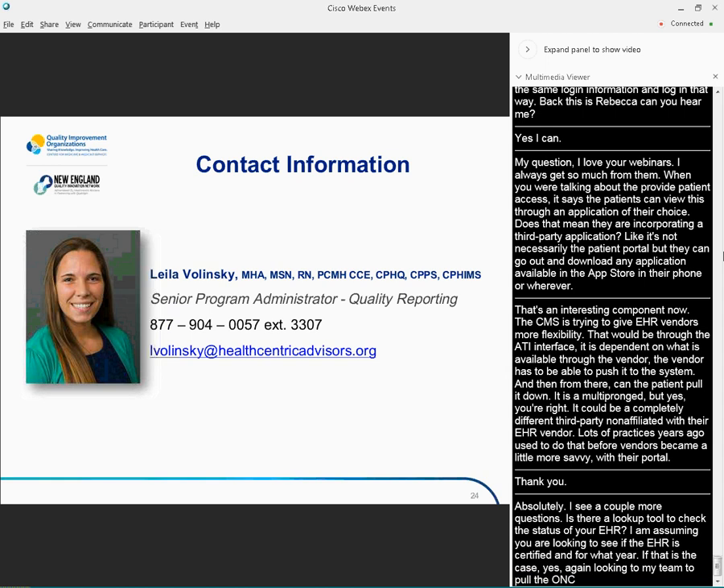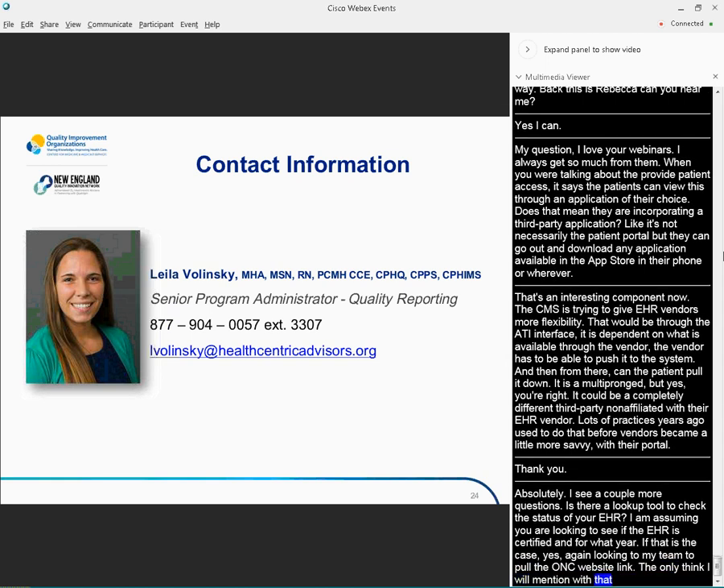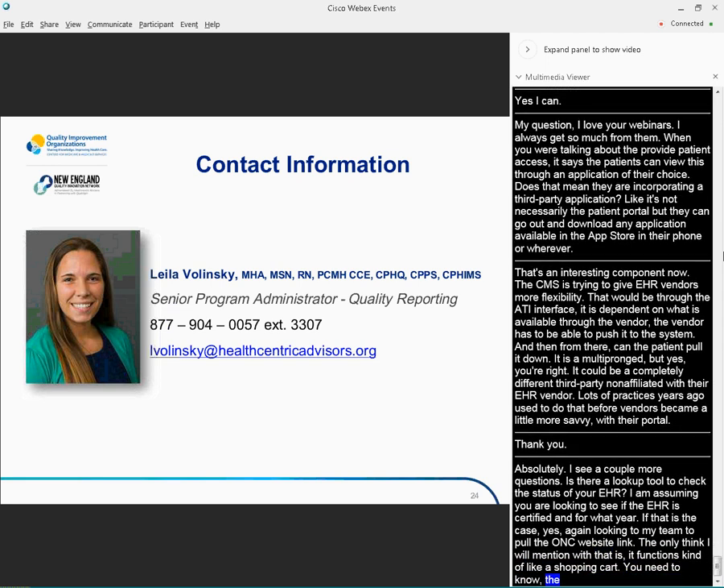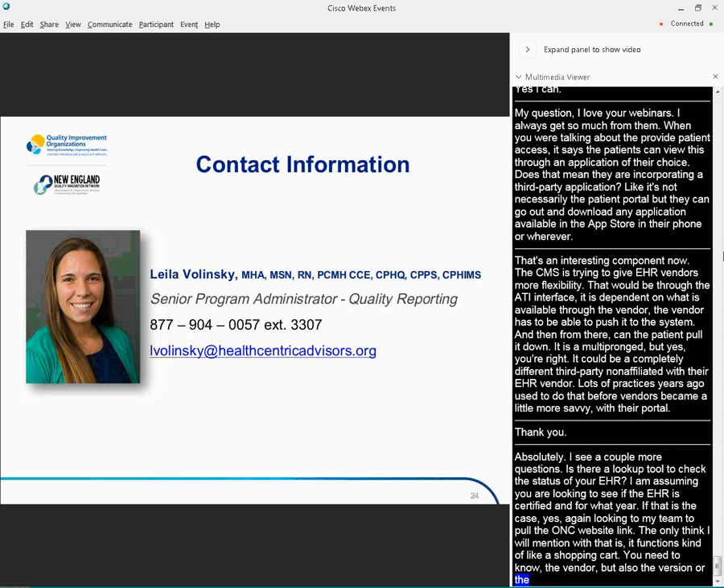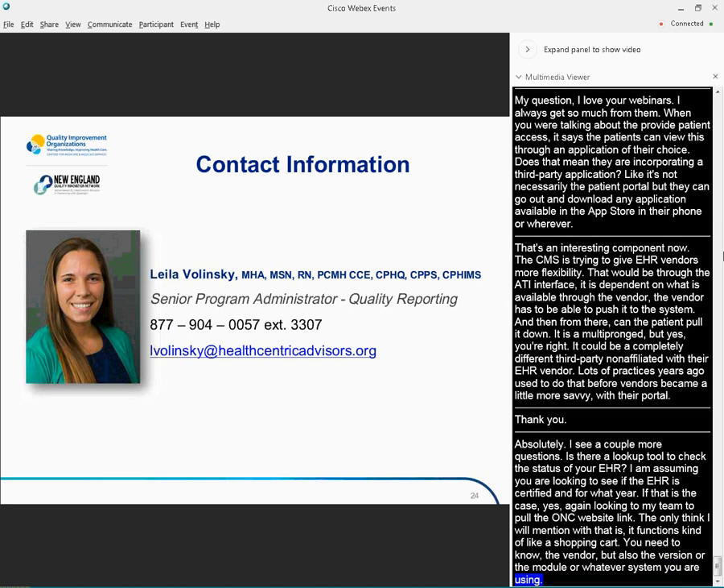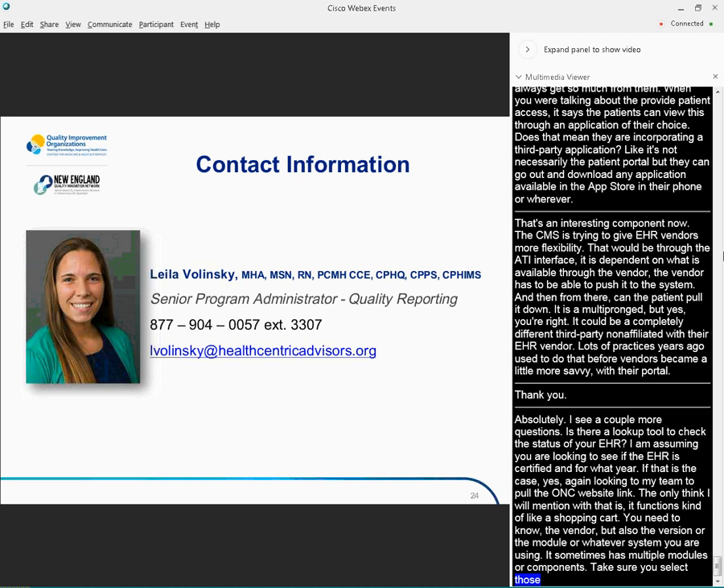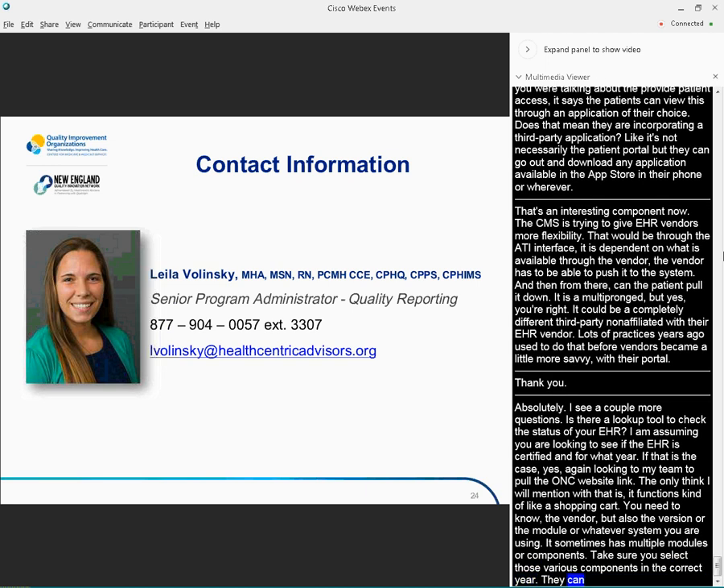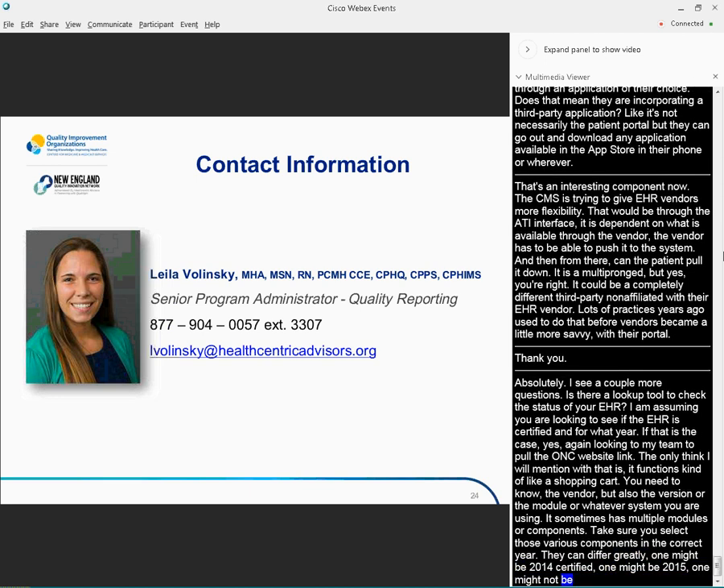The only thing I'll mention with that is it functions kind of like a shopping cart. So you need to know, one, the vendor, which I'm assuming you would know, but also the version or the module or whatever system you're using, which sometimes has multiple modules or components to it. You would need to make sure you're selecting all of those various components in the correct year because they can differ greatly. One might be 2014 certified, one might be 2015, or one might not be certified at all. It's really important to know where you stand with all the different systems that you possibly are using.